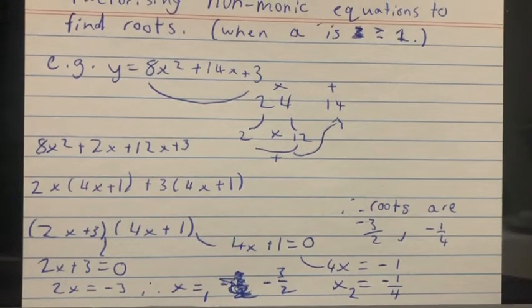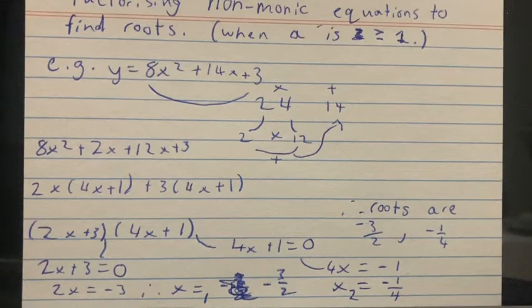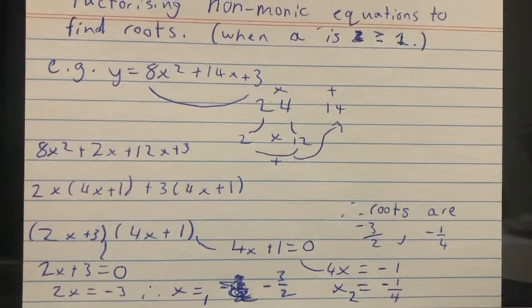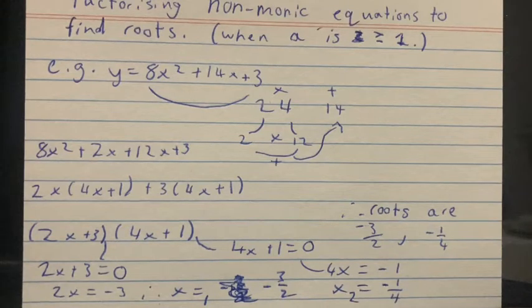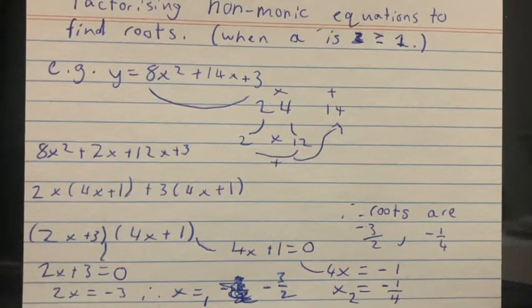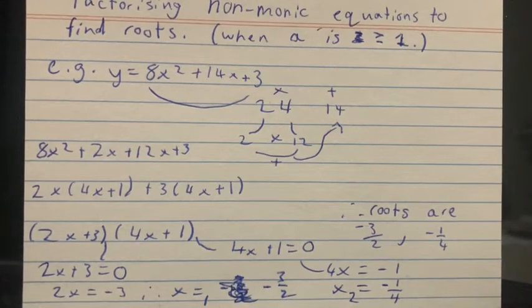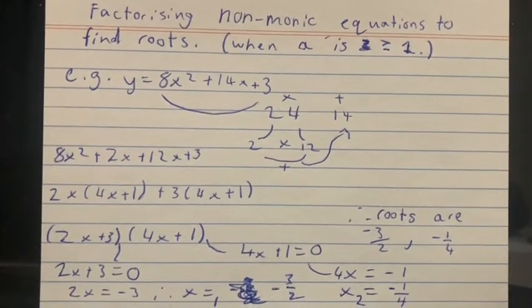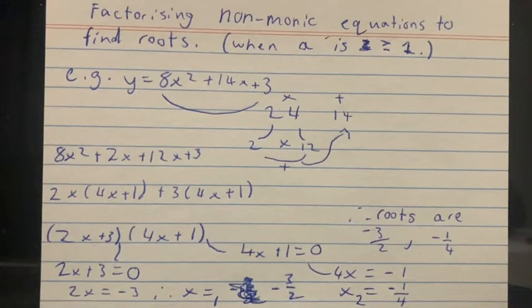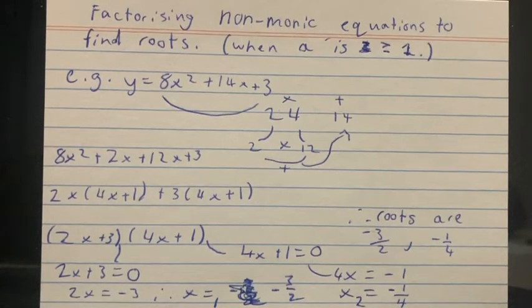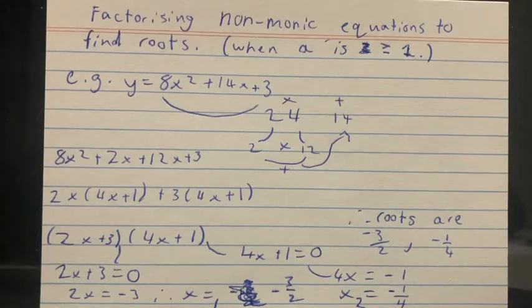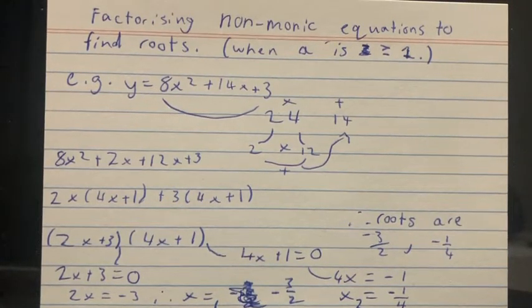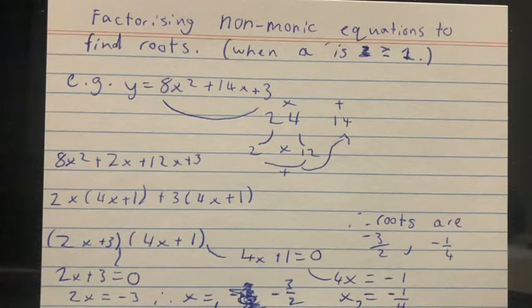In the equation y equals 8x squared plus 14x plus 3, since this equation is a non-monic trinomial of the form ax squared plus bx plus c, you have to multiply the coefficient and the constant, the coefficient being 8 and the constant being 3. Therefore, you would get 24. Since you got 24, you have to find numbers that add to give 14 but multiply to get 24. Therefore, you get 2 and 12.